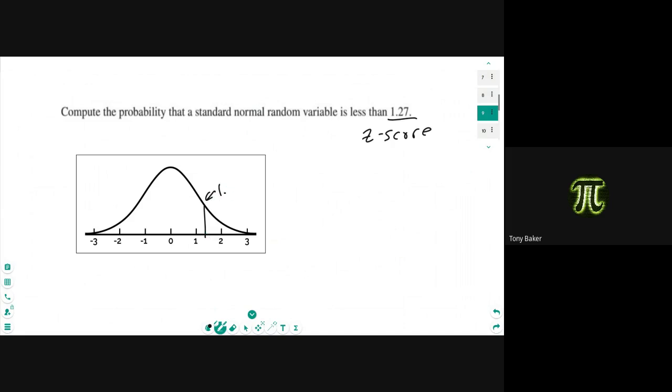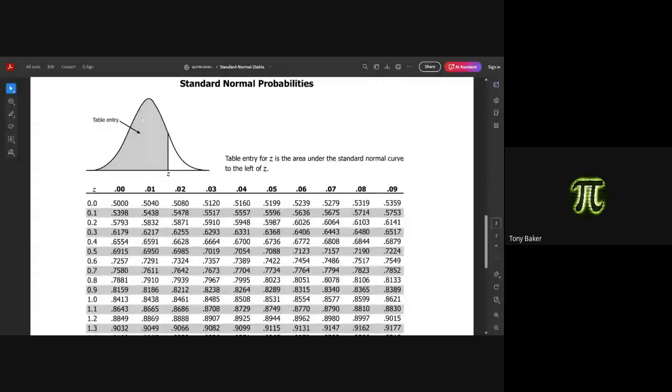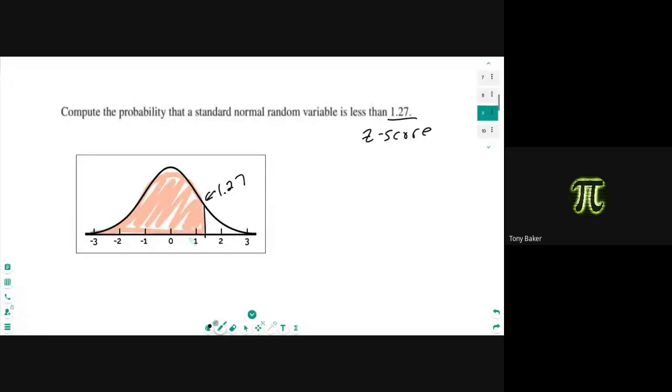So that means right there is 1.27. I want to find less than that. So I'm looking for the percent of all this colored in over here. If you notice at the very top of your sheet, what is the little curve? How is it shaded in? It's shaded in from the left over to that value, correct? So this sheet is going to give you the numbers all the way from the left to whatever Z you're looking at. In this problem, that's what I want. I want from the left all the way over to that line. So find me 1.27 on that sheet.